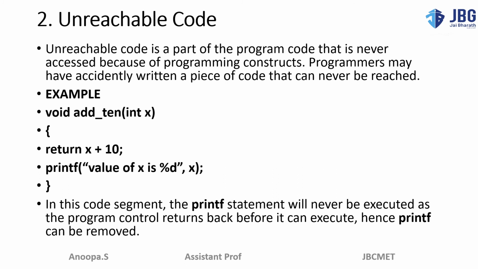Now the second is unreachable code. When a programmer writes a program, some set of instructions may become unreachable, that is, they will never get executed. That is known as unreachable code. For example, I have the statement void add 10 index, return x plus 10, and printf value of x is percentage d comma x. See, since I am executing a return statement, when it reaches here, this statement will never get executed. So this printf statement is unreachable code. I can remove it.